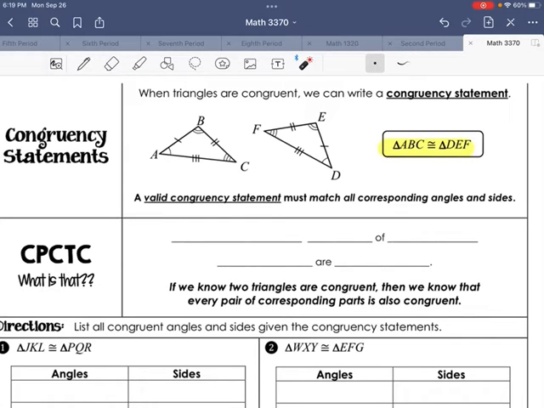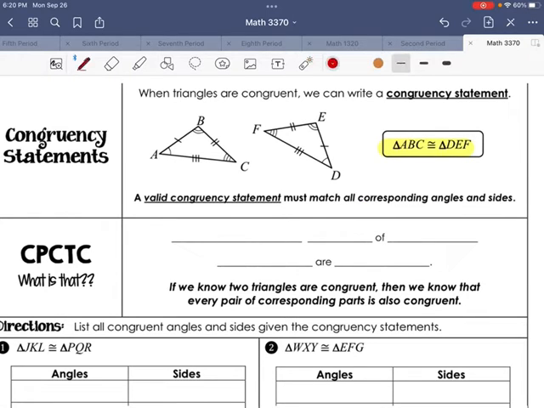As you can tell, A comes first, and A corresponds to D, which means that angle A is congruent to angle D. B is second, and E is second. So B and E correspond, and then C and F correspond. So use your congruency statement because sometimes your triangles won't be facing the same way. As you can tell on this one, it looks like this triangle is flipped to match this one. And so it says right here, a valid congruency statement must match all corresponding angles and sides.